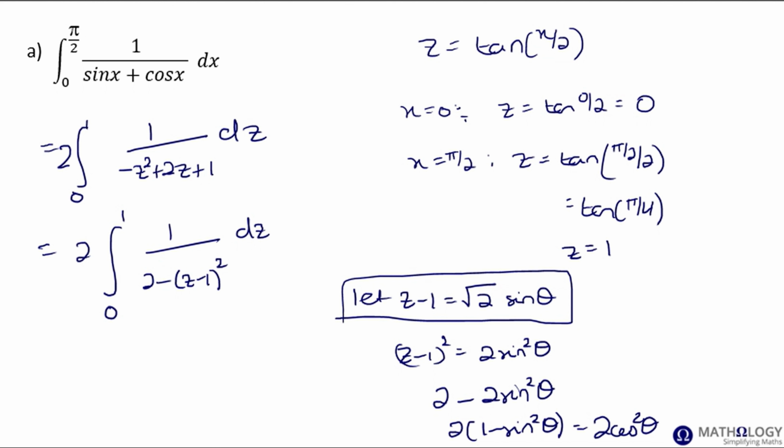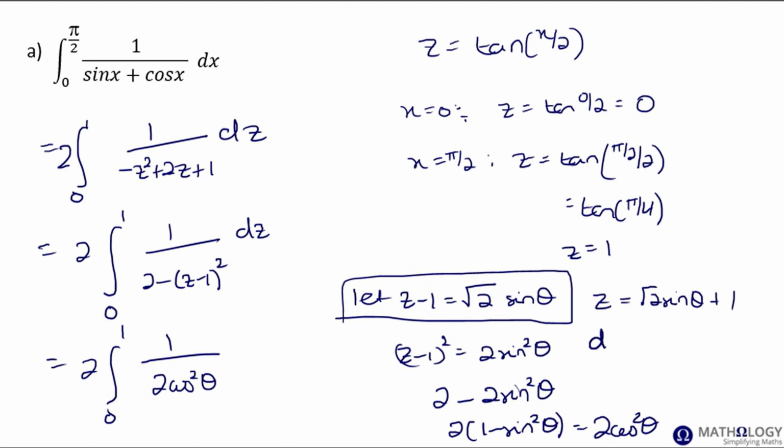2 cos squared theta. So this will all equate to 1 over 2 cos squared theta, but we also need dz, right? Because we need a d theta here. So we're going to have to differentiate this function: z minus 1 equals root 2 sine theta. So z equals root 2 sine theta plus 1.